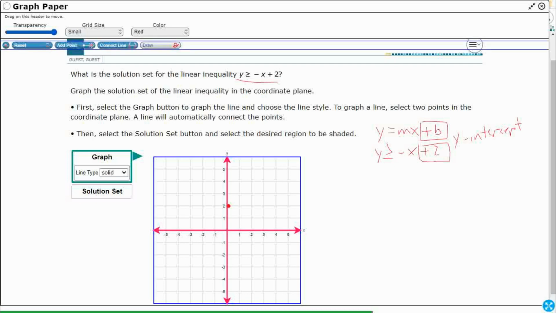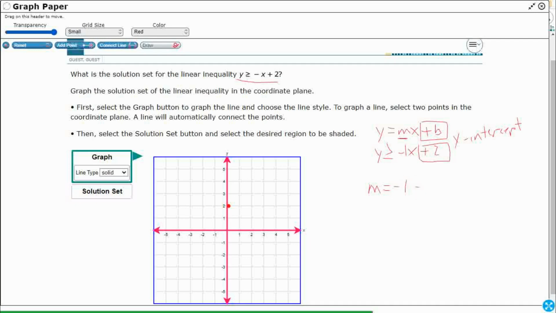Well, we know this is our slope. We don't have a number. We don't have a coefficient. It's just a negative x. Well, if there's never a number in front of something as a coefficient, you can always apply 1, because anything times 1 is itself. So our m is negative 1.